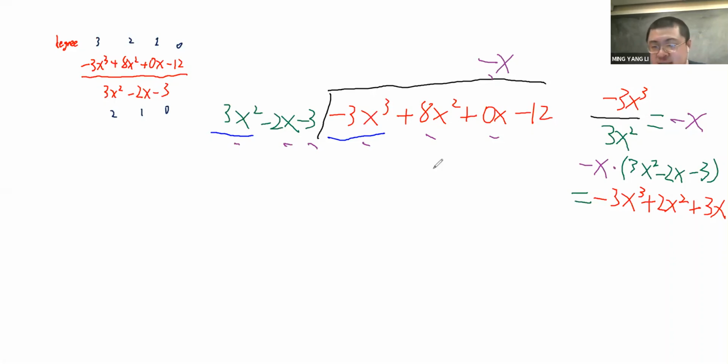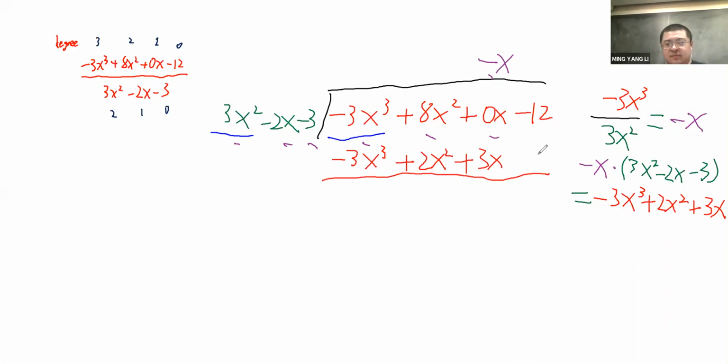So this is our next part. So now we just copy this. Below the quotient, we got this is negative 3x cubed plus 2x squared plus 3x. So that's it. This is the first step.